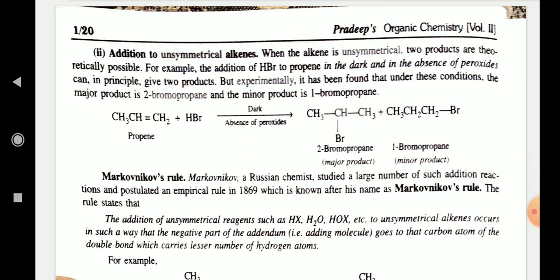When the alkene is unsymmetrical, two products are theoretically possible. For example, the addition of HBr to propene in the dark and in the absence of peroxides can in principle give two products, but experimentally it has been found that under these conditions the major product is 2-bromopropane and the minor product is 1-bromopropane.